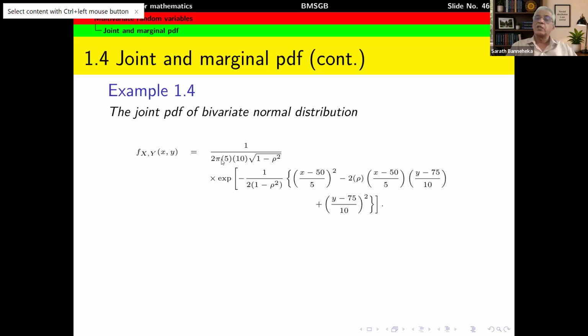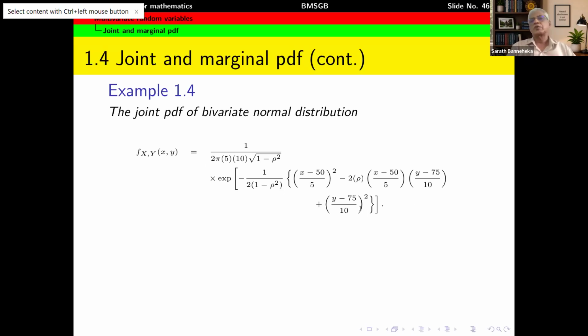Notice that here, as in a univariate normal distribution, you have root 2 pi and then sigma x, sigma y in the two distributions. So when rho is equal to 0, this is like root 2 pi times 5, 1 over 5 times exponential of this part, 1 over 2, this part will be again 1, right? And then times 1 over 10 root 2 pi, that is, 1 over root 2 pi times 10, and then exponential minus half this part.